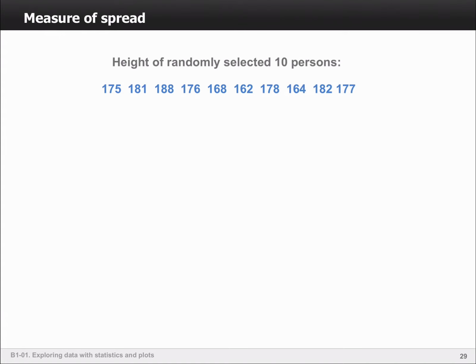And let me show you an example. Let's say we have the heights of 10 persons. So we have a sample and it consists of 10 individuals, 10 persons. And these are the height values. Okay. First of all, we have to rank. We have to sort the values. So these are the sorted values. So every value has its rank.